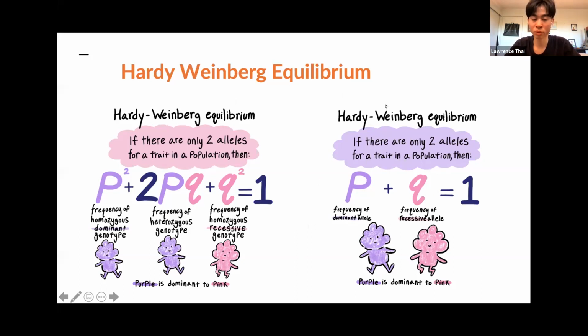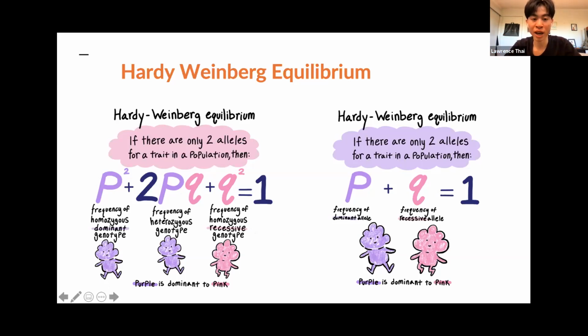It's got the word equilibrium in it. What that means is that the allele frequencies, which are p and q, and the genotype frequencies, p squared, 2pq, and q squared, stay constant and don't change across the generations. So across each generation of your population.